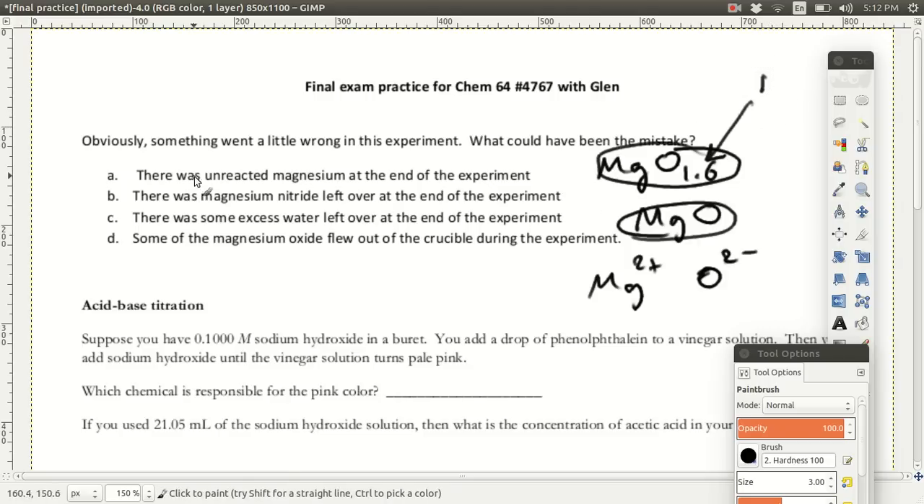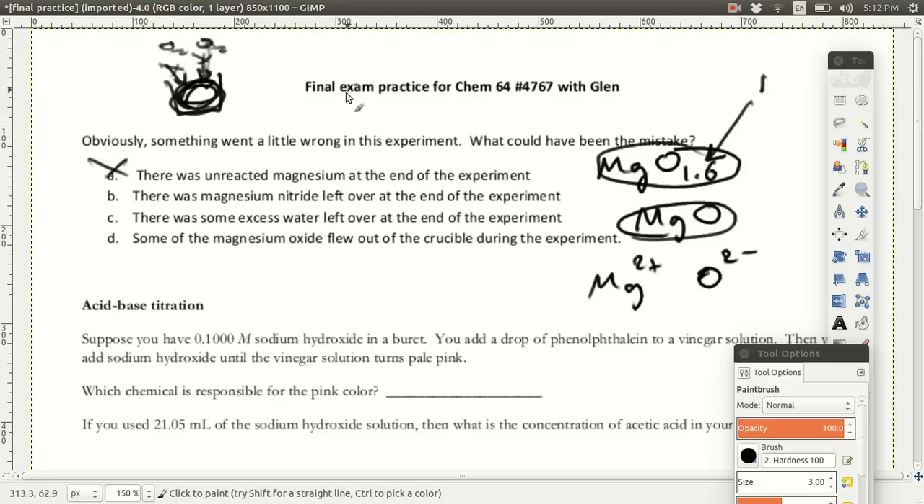So, what could have happened? There was unreacted magnesium? No, because if you have some unreacted magnesium strip in here, then that did not get the oxygen gas combined with it. That means not enough oxygen came inside the crucible. That means you have a lower mass, not a higher mass. You didn't have enough matter inside here because you were missing some oxygen. So it's not that one.